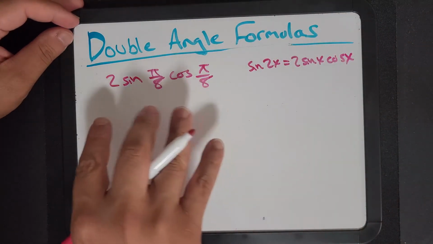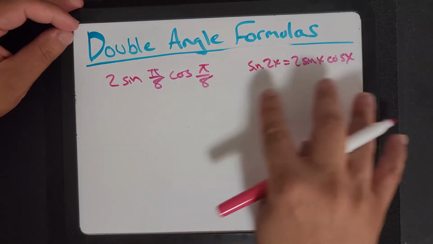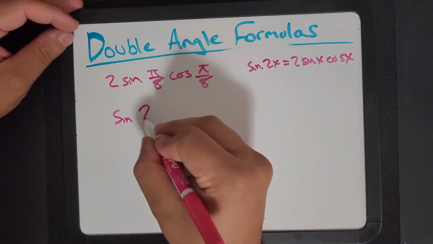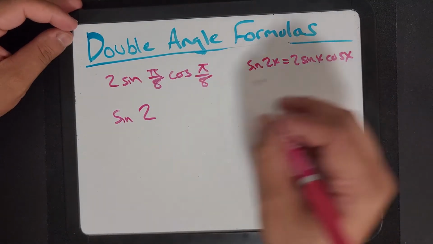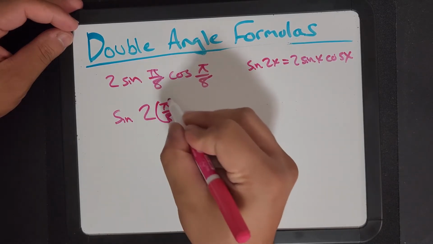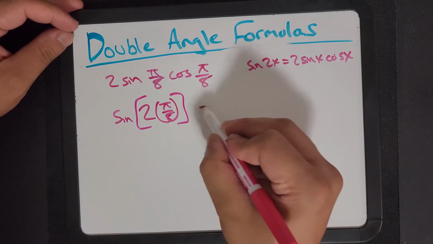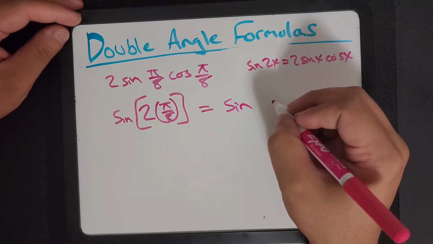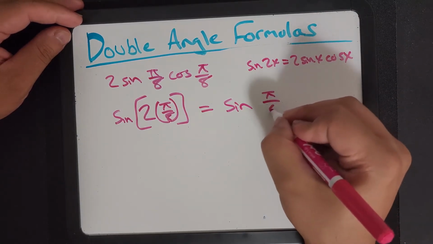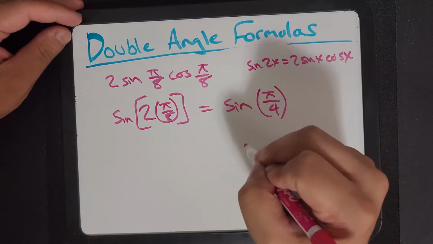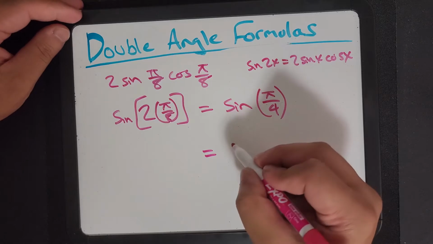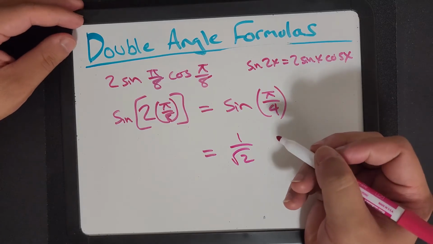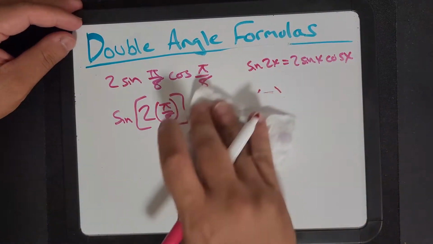So, we know that this is an identity which we can simplify into sine 2x, x in this case being pi over 8, which is equal to sine pi over 4. And we know from our identities that sine pi over 4 is equal to 1 over root 2. Simple as that. What else do we got?